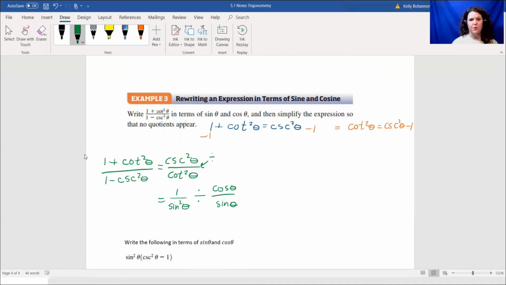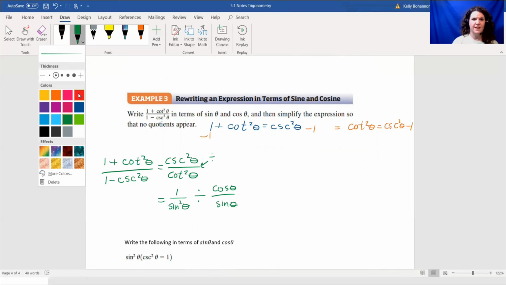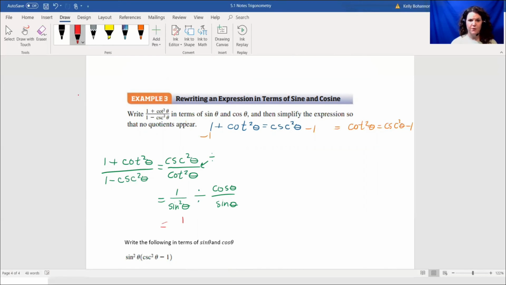Then I'm going to do 1 over sine squared theta. Keep, switch to multiply. These should be squared: sine squared theta. Cancel, and I'm left with 1 over cosine squared theta, which is secant squared theta, but they said to simplify these in terms of sine and cosine. So we'll leave it right there as 1 over cosine squared theta.